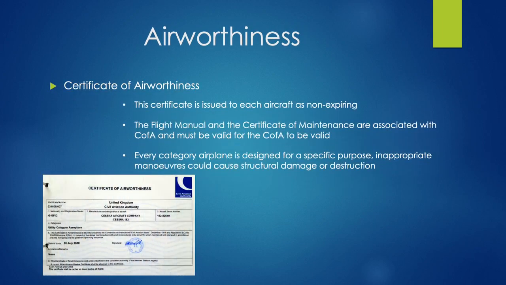Next, we're going to be looking at a certificate of airworthiness, and this certificate is issued to each aircraft and it is non-expiring. And what it is, it's a certificate to say that the aircraft has been kept up in its maintenance schedule in accordance with the flight manual and the governing body of how often it needs to be maintained.